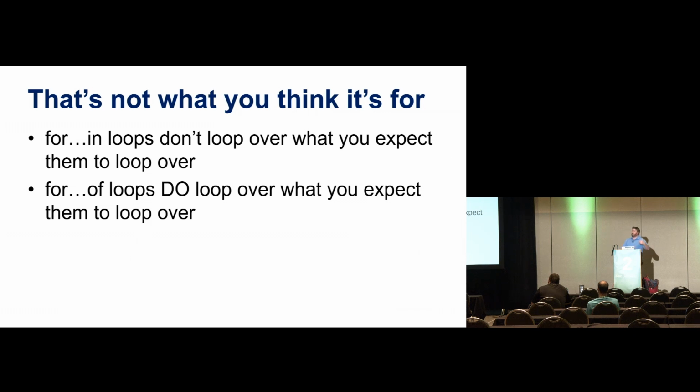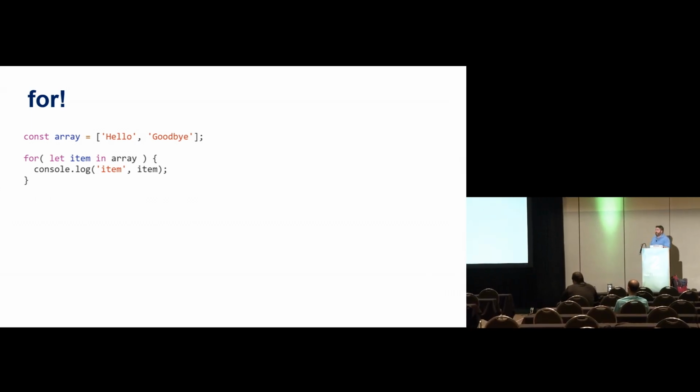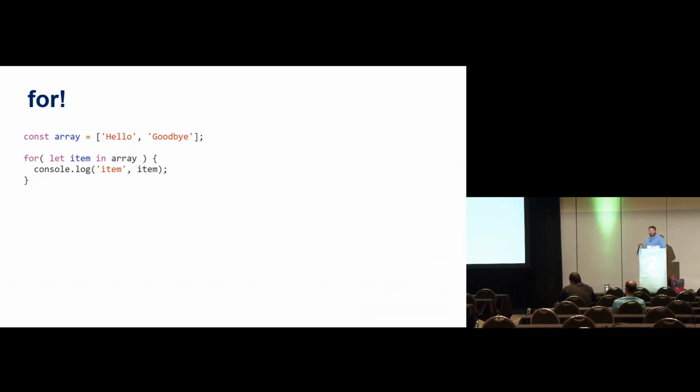Now, when I say the for in loop does not loop over what you're expecting, what do I mean? Well, here I have an array that just has two words in it, hello and goodbye. And I use a for in loop to loop over the items in that array. What do you expect I will see when I run this code? Obviously, I'm going to see the word item show up twice, but what will be after that? Any guesses?